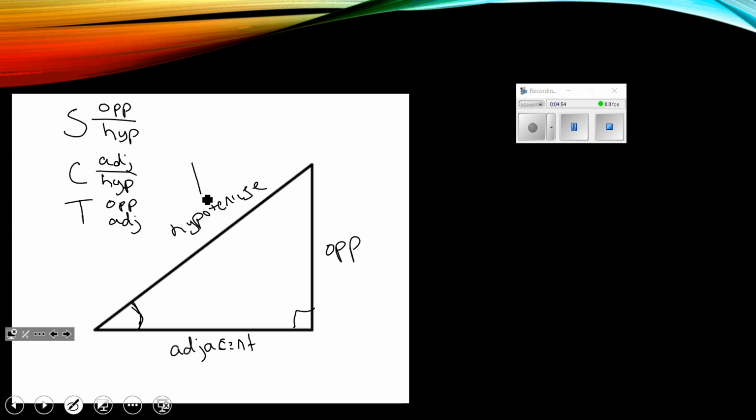Okay, it just depends. Maybe we should take the 30-degree angle. Okay, so on your unit circle, I want you to go to 30 degrees. You tell me what was the x and what was the y.